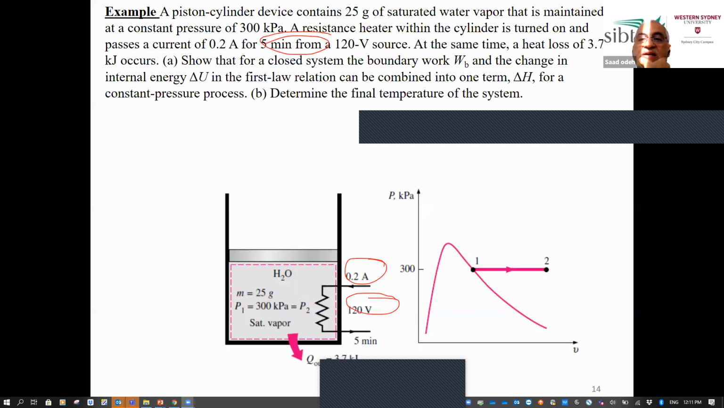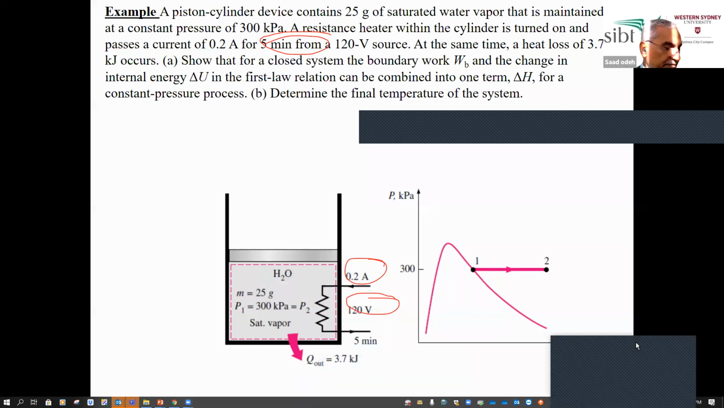So at the same time, a heat loss of 3.7 kilojoule occurs. So as you can see from the lower part of the figure, there is heat loss Q out. And we provide heat, but in the meantime, we lose heat. So we need to add this in our equation, in our energy balance. Remember, in the energy balance, we said we have to add all the values in energy balance.